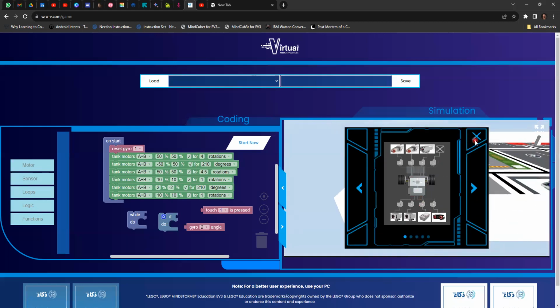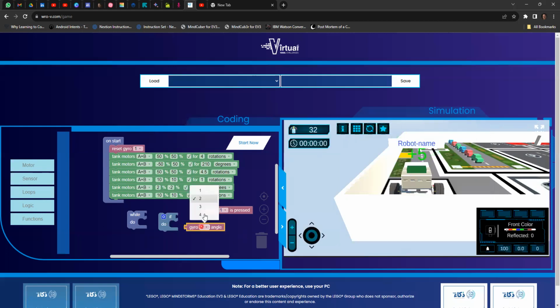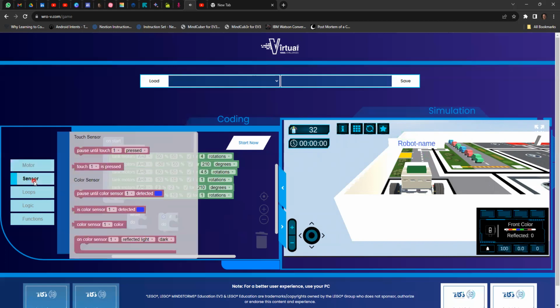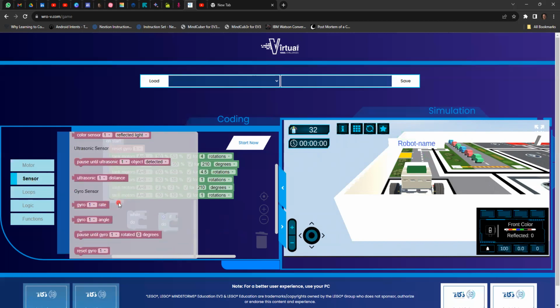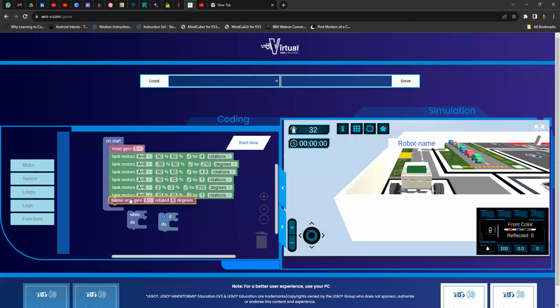Gyro is at 3, okay? Let's try. I don't know why this happens. No, there should be a reason behind this. We have to discover it. So let's go gyro 1, pause until gyro 1 rotated how many degrees.